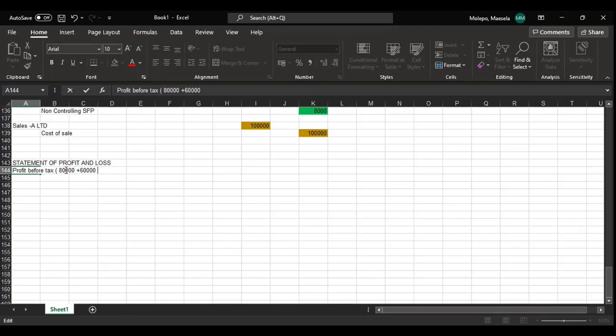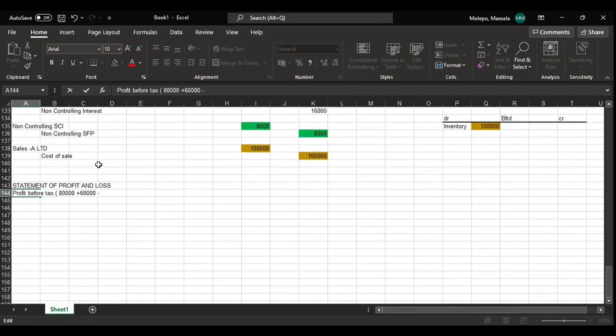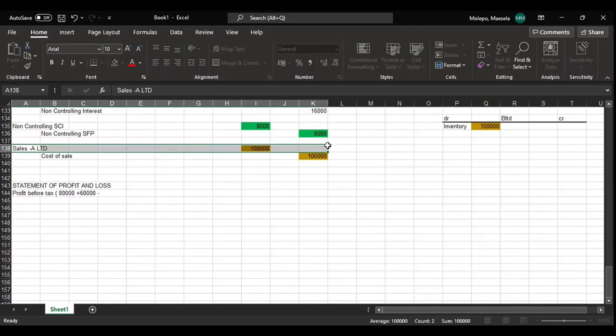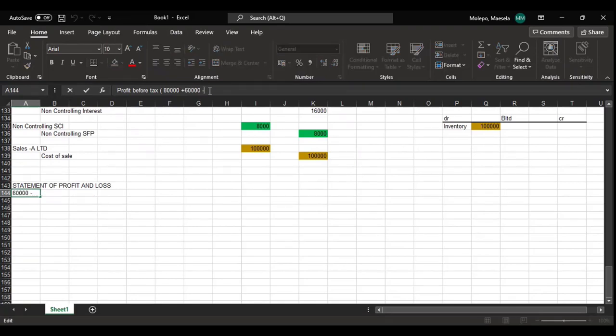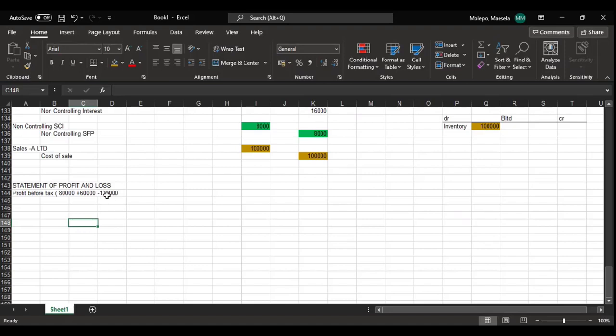Right. So remember, on the profit before tax, sales were included. So what happened to sales in normal cases? They were added, right? When we were doing the profit before tax, your sales were on plus. So now you have to deduct them, because we eliminated them here. So we say minus 100,000. Are we fine?